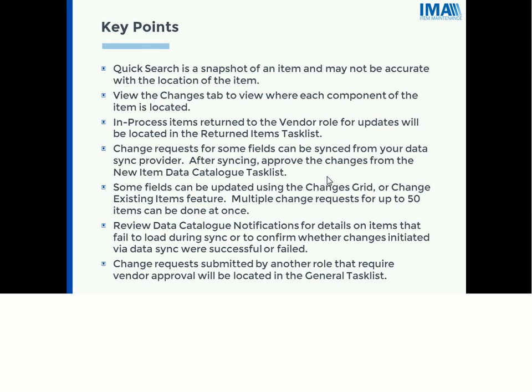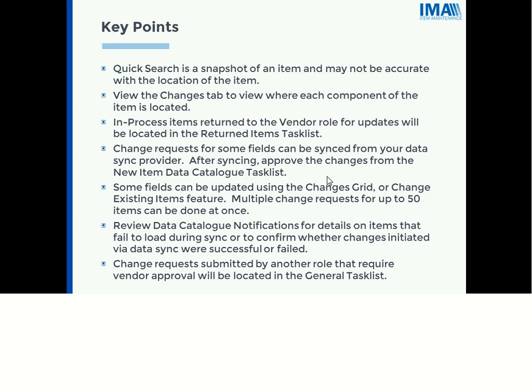Okay, going over some key points that we covered today, because we did cover a variety of topics. So first off, quick search is just a snapshot of an item, and it may not be accurate with the location of the item. You should view the Changes tab to view where each component of the item is located. In-process items returned to the vendor role for updates will be located in the Returned Items task list.